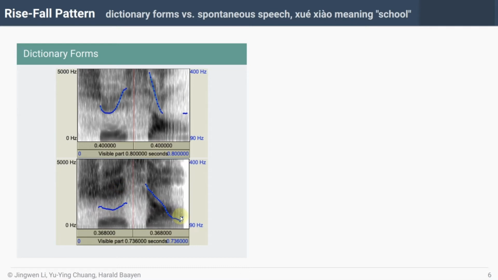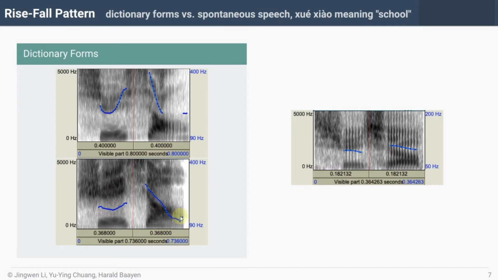And what about spontaneous speech? What do people really say in conversations? We're going to show you 3 instances of the word school from the same speaker from our spontaneous speech corpus. This is the first one.